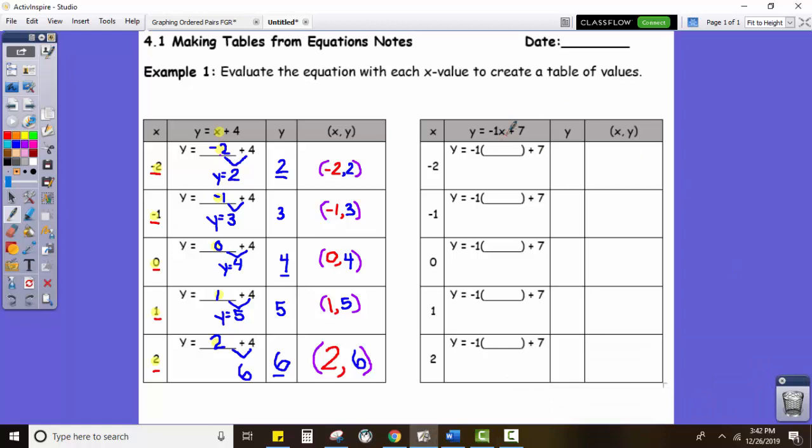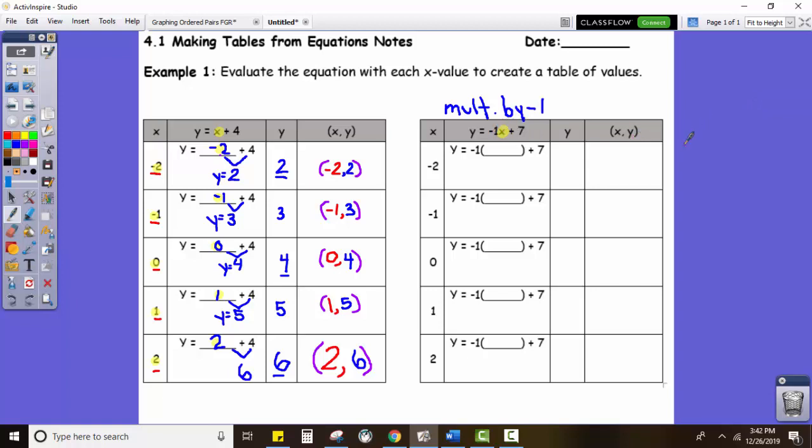Okay, for the next one, moving across the page, the top right one, notice our function says y equals -1x plus 7. So this is the rule, -1 times x plus 7. I'm going to plug in a number for x, but in front of it is -1. So when I plug it in, I need to multiply. You might want to write this down: multiply by -1. Whatever I have for x, I'm going to multiply by -1.